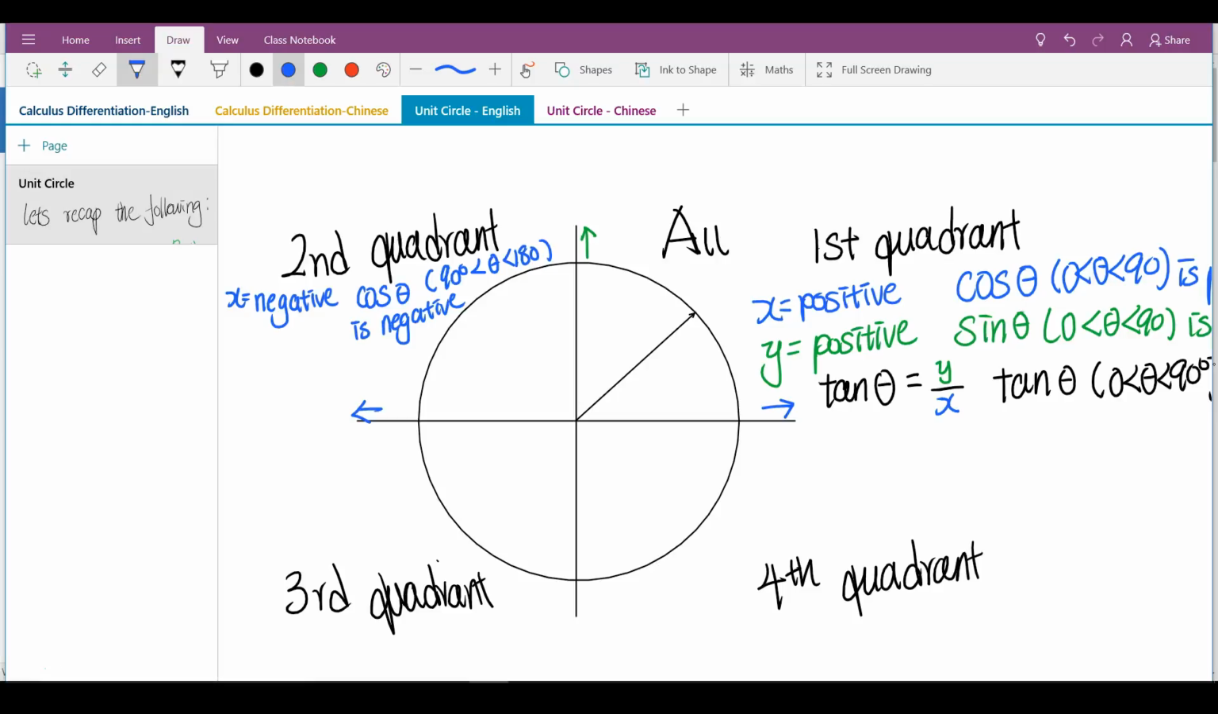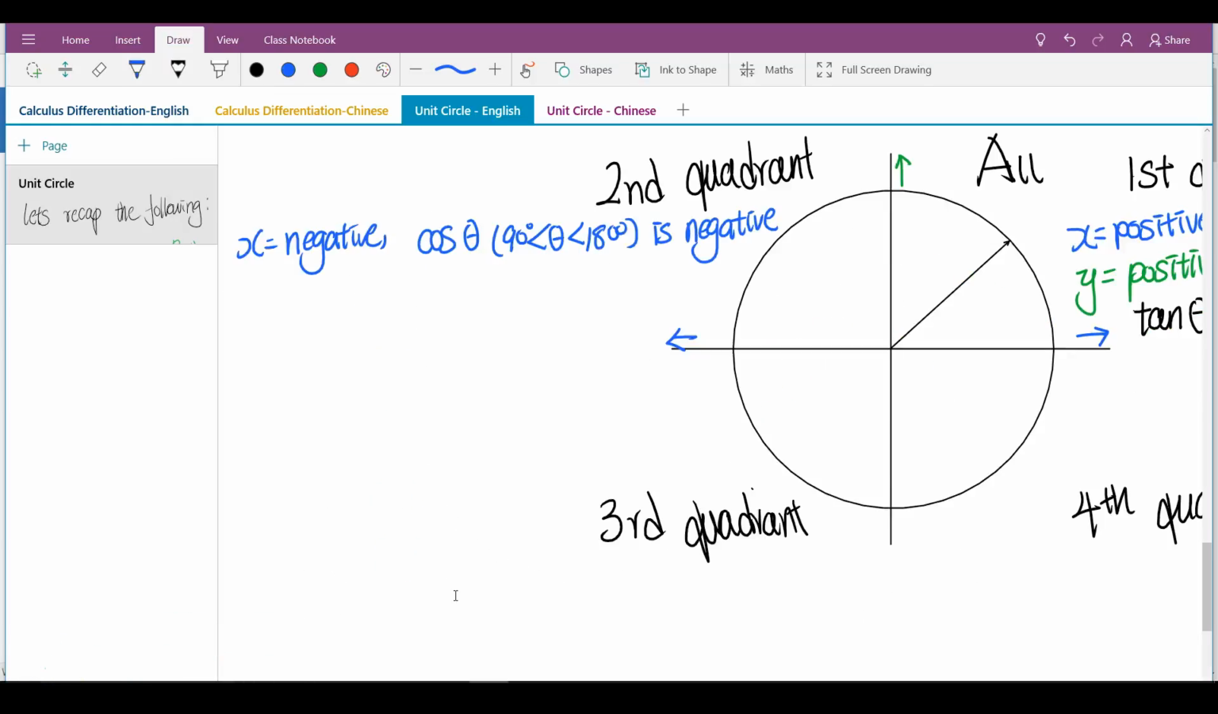Right? It's a bit squishy here. Let me see if I can move the whole thing to the right. Okay, hold on. All right, I have fixed the position of the unit circle. Okay, so there we go.